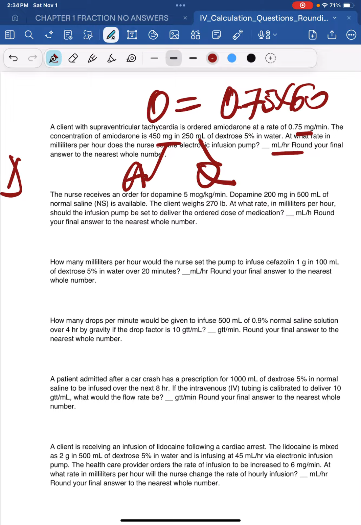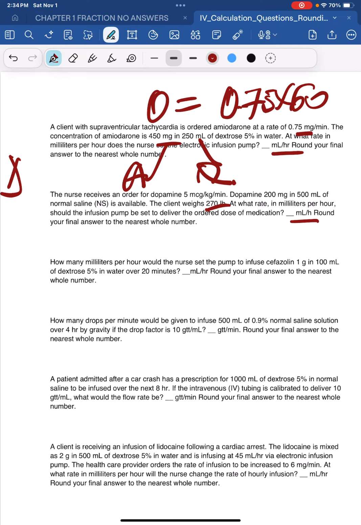Next one, what are we looking? Milliliter per hour. So we are looking for your dosage. All right, so same concept. Your weight is right there, 270. You gotta convert that weight to kilogram, divided by 2.2. 270 divided by 2.2. You have a long number. Don't round at that level. Whatever you have, go multiply that by 5. Then multiply that by 60.